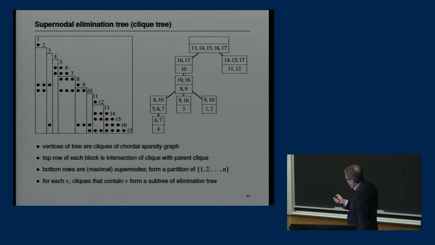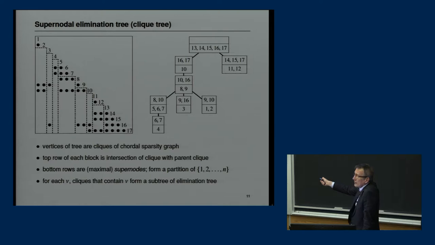On the right, you see a tree, and the nodes in the tree are the cliques in this graph. So 4, 6, 7 is a clique. 5, 6, 7, 8, 10 are cliques. And the two rows in each clique are defined as follows: the top row is the intersection of the clique with the clique that's the parent in the tree, and the bottom row is the remainder after the intersection.